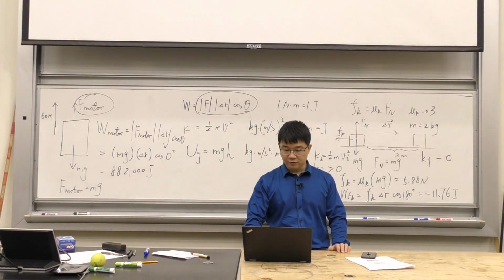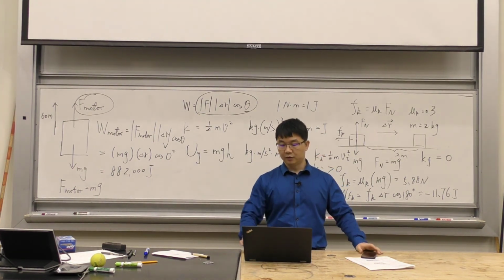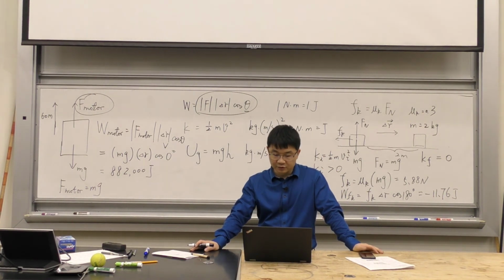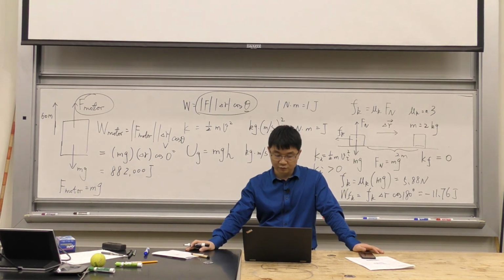So potential energy is a very special type of energy. You can only define potential energy for a conservative force. Gravity is a conservative force, and there's another type of conservative force, which is the elastic potential energy. We're going to discuss that next time. So I'm going to stop here for this video.